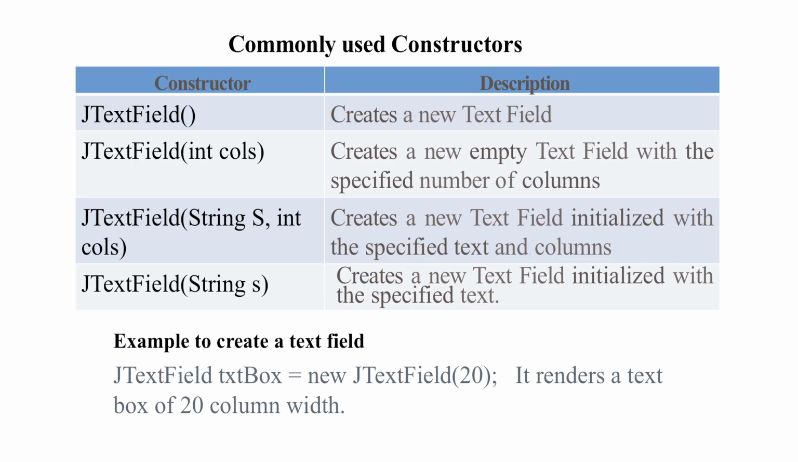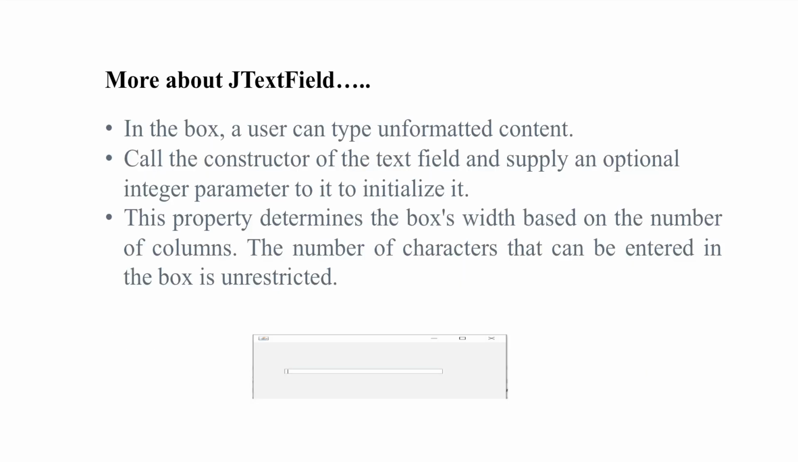Now, for example, to create a text field, let's take JTextField. txtBox is the name of the JTextField, new JTextField(20). It will return a text box of 20 column width, since we have used the second type of constructor here, JTextField(20). Now in the box we can type unformatted text.